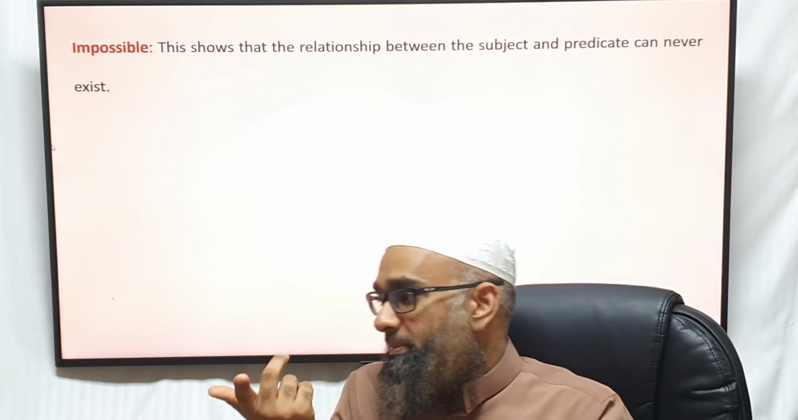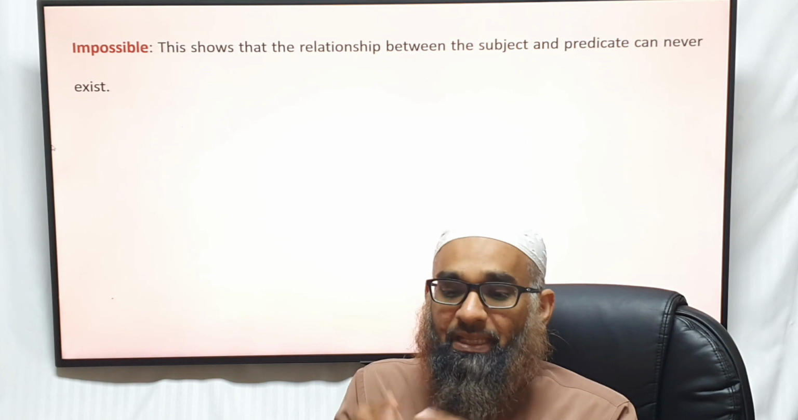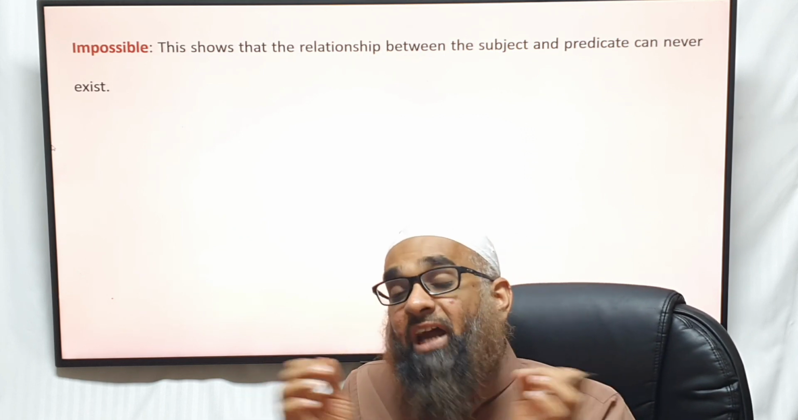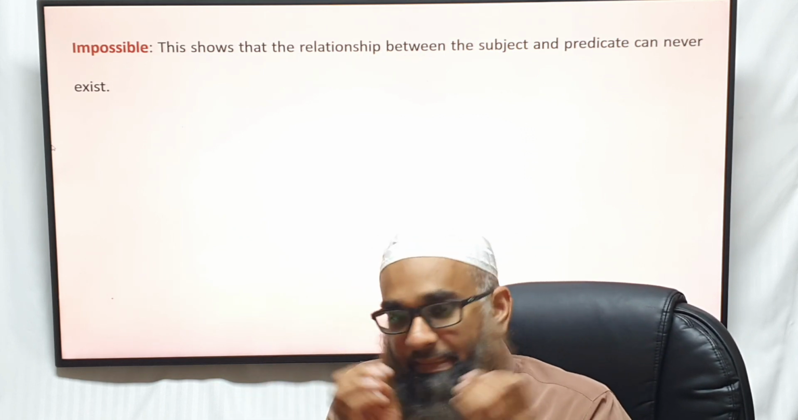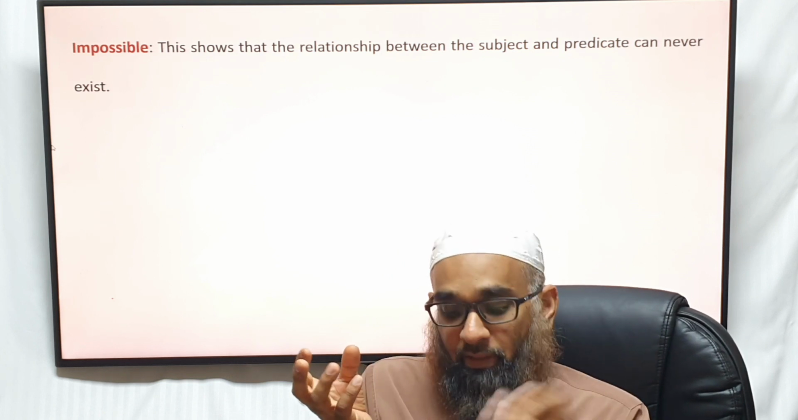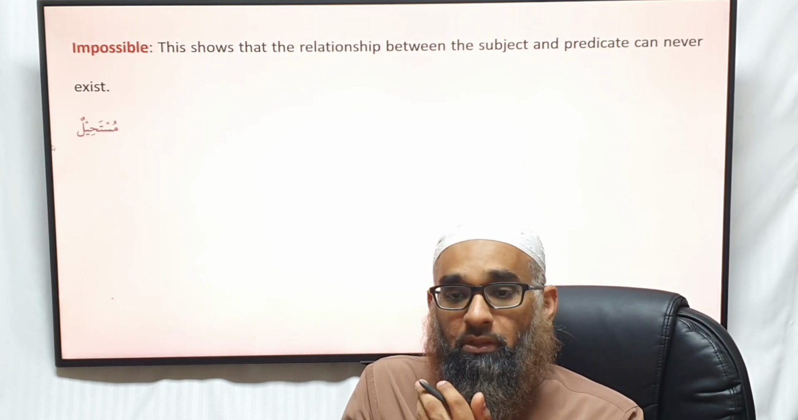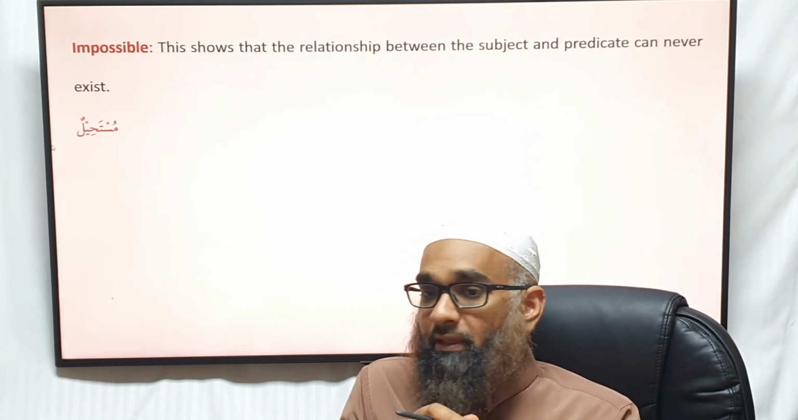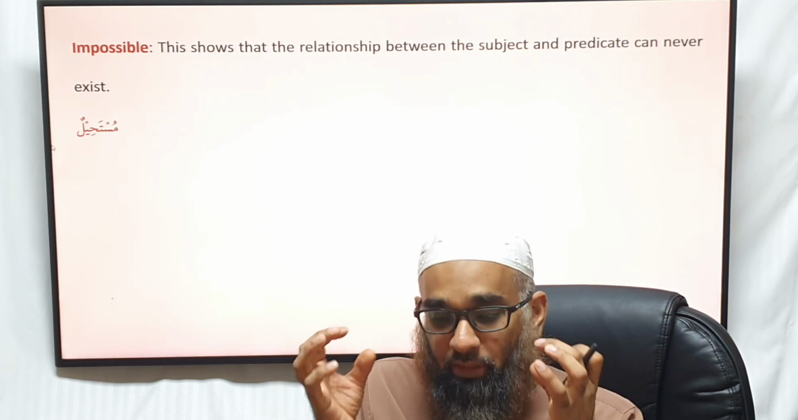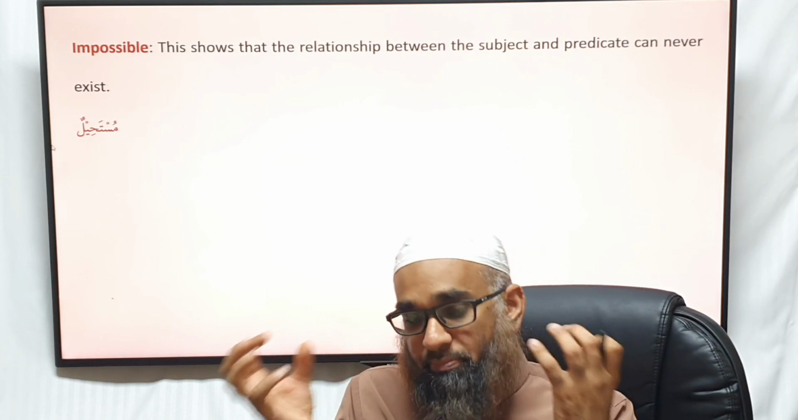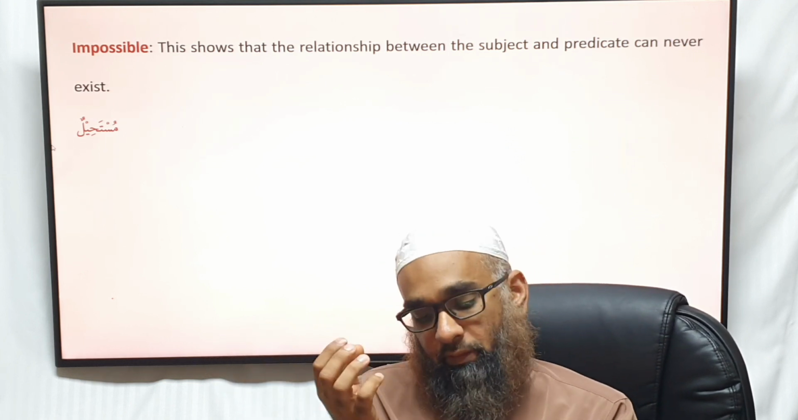The opposite of that is going to be what? Not necessary, but impossible. What does impossible mean? That the subject and the predicate can't exist together. It just doesn't make sense. For example, it's called mustahil. What's it called? Mustahil in Arabic. And mustahil means it is impossible for the subject and the predicate to come together.